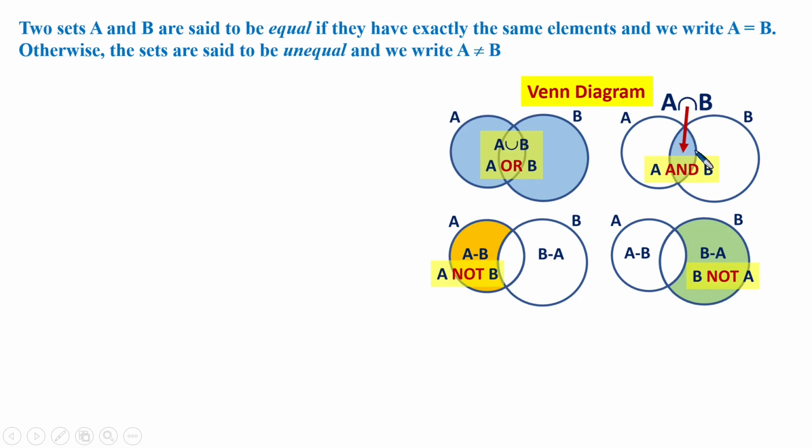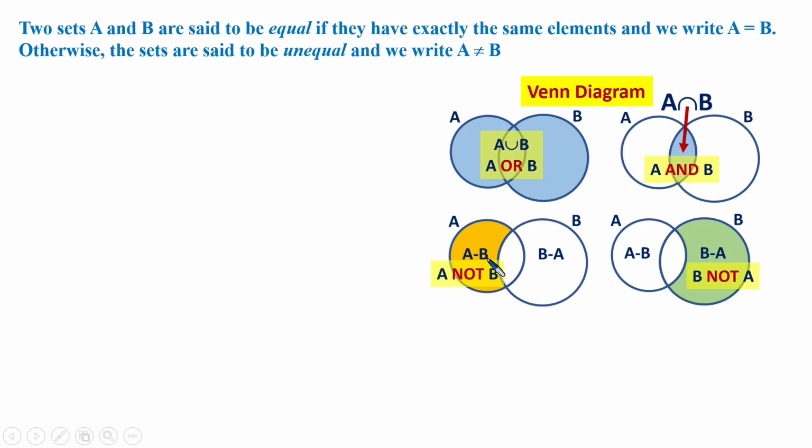So the elements common to both sets A and B are shaded in blue here, and you call it A intersection B. Since an element here belongs to both A and B, you write it as A and B. And in the case of union it is A or B. An element can be here or here. So you see this shaded region belongs to A and also belongs to B.